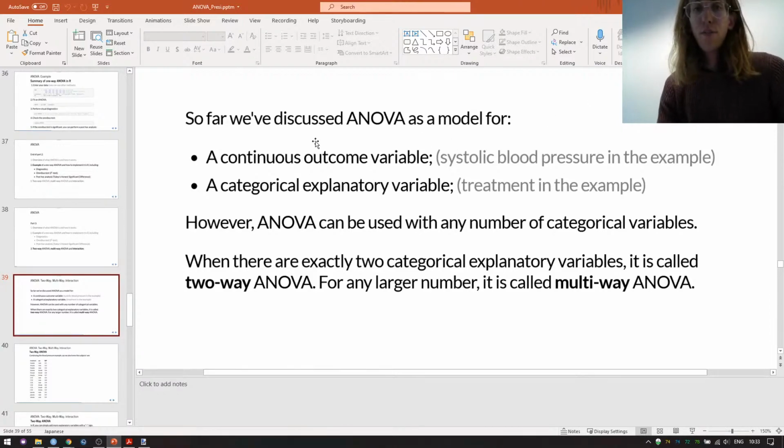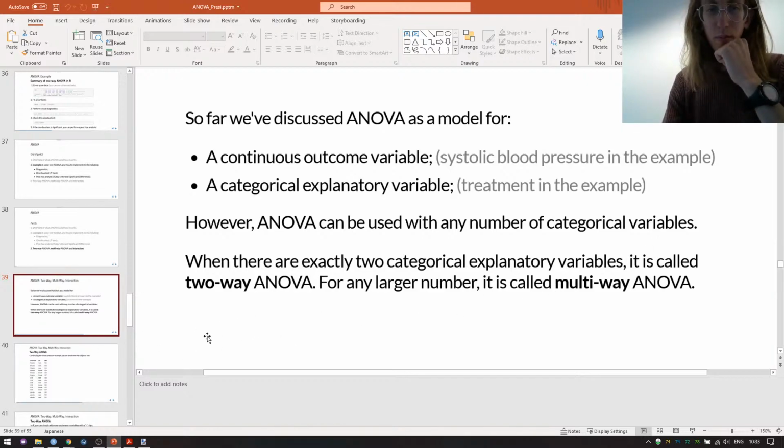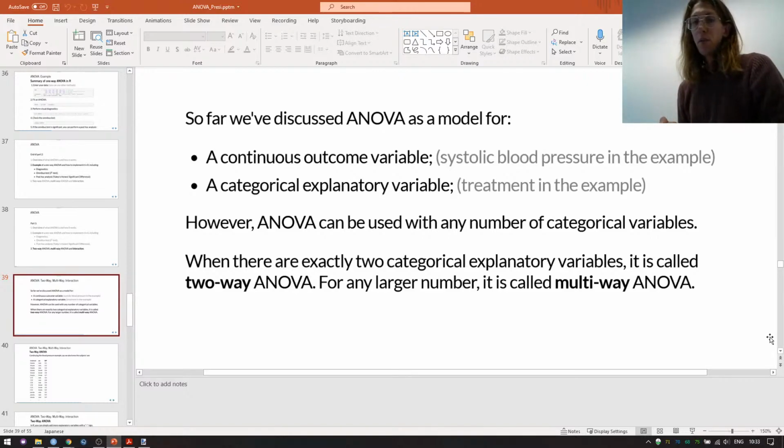So far we've discussed the ANOVA for a continuous outcome variable and a categorical explanatory variable, so treatment, but we can also use it for any number of categorical variables. So if there are two explanatory variables that we're looking at, two categorical variables I should add, then you call it a two-way ANOVA. And if there's more than two variables that you're looking at, you call it a multi-way ANOVA.